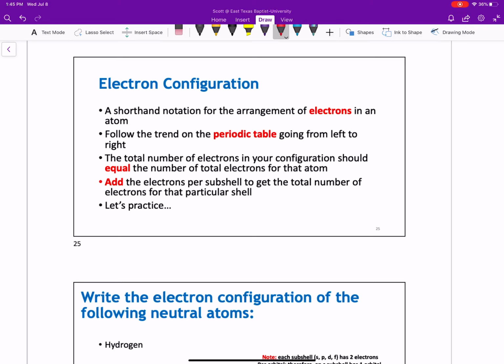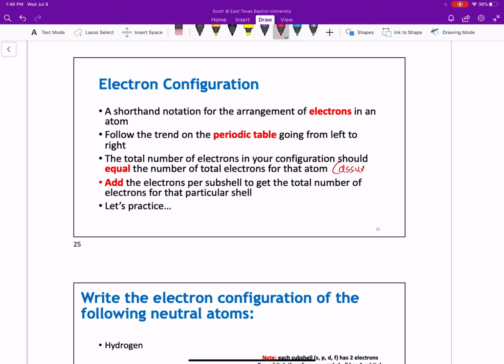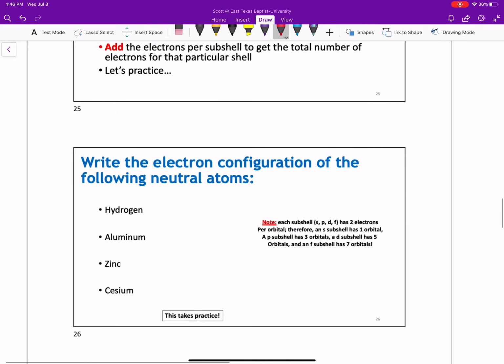Okay, so here's how we're going to do this. It's going to be a shorthand notation. I kind of gave you a hint as to what it looks like earlier. And it follows the trend of the periodic table going from left to right. And the total number of electrons in your configuration should equal the total number of electrons for that atom, assuming it's neutral. At least for this class, that's the easiest way to do this. And so you can add the electrons per subshell to get the total number of electrons for that particular shell.